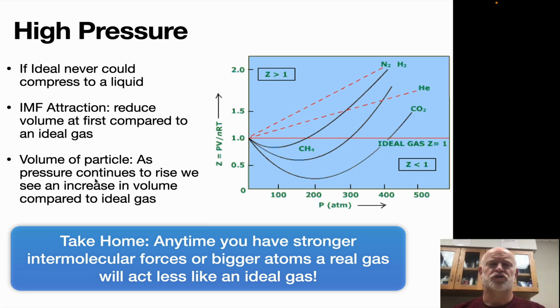Okay? So we have a take home for this. Under high pressure conditions, anytime you have stronger IMF or bigger atoms, the real gas is not going to act as ideally. Okay? So that's what we're talking about. So gases that have strong IMF and are big won't act as ideal. But it doesn't matter at all unless you're under high pressure as one of your scenarios. Okay? Because we're just putting them so close to each other.